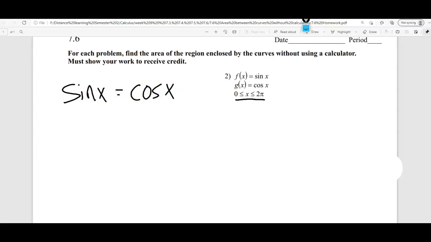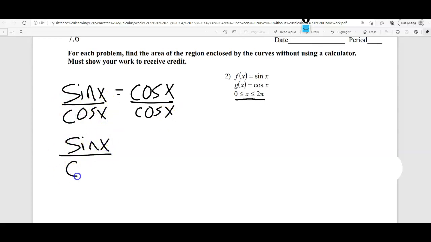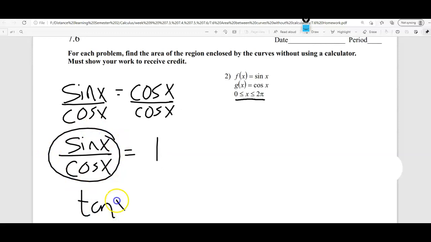Now, there's a couple ways to do this one. I guess for me the easiest one would be just to divide both sides by cosine like this, which would be giving us the fact that sine x over cosine x equals 1. And the reason I would do that is because this actually is an identity for tangent. That's one way to solve it. So basically, I just need to find where does tangent of x equal 1.